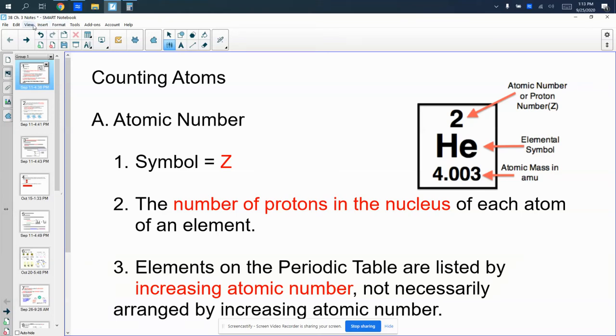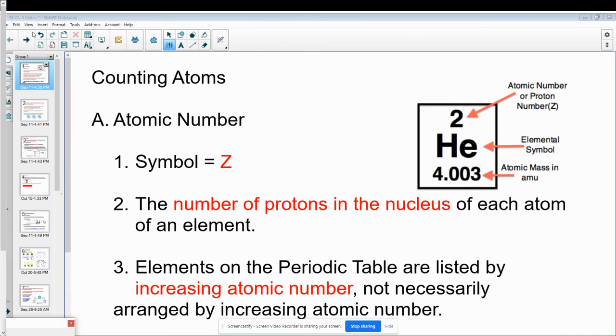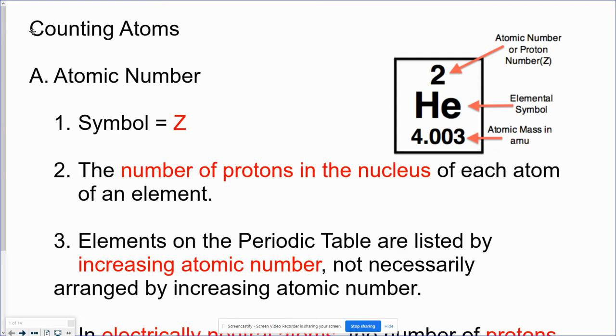We're going to talk about counting atoms and then a little bit about average atomic mass. So let's get started. First thing that we need to know is the atomic number. This we give the symbol of Z.